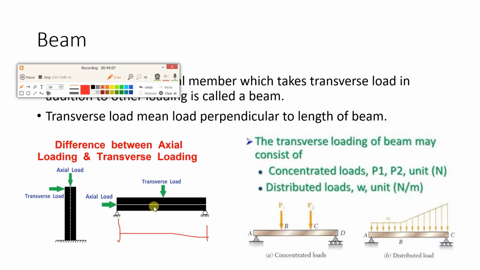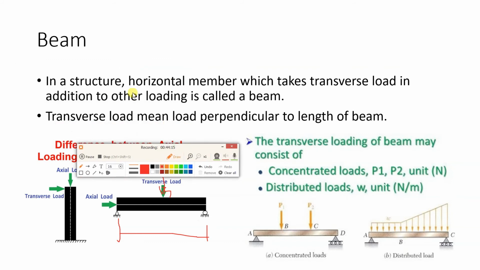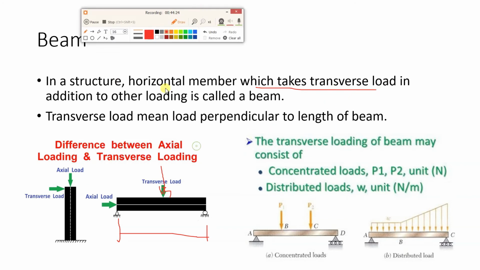And if we draw a perpendicular to this length of the beam, this vertical load is called which type of load? It is called transverse load. So a beam is a horizontal member in a structure which takes which type of load? Transverse load. Okay, now if you see this part, this is vertical, so this is called a column. A vertical member in a structure is called a column. A horizontal member in a structure is called a beam. A beam takes transverse load.